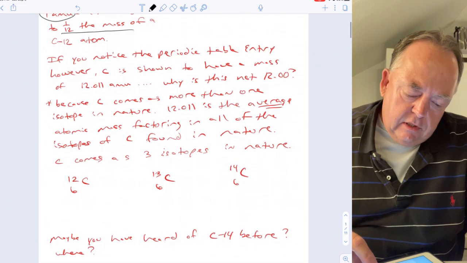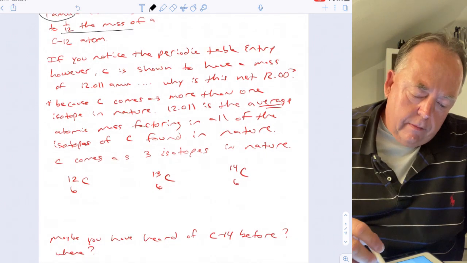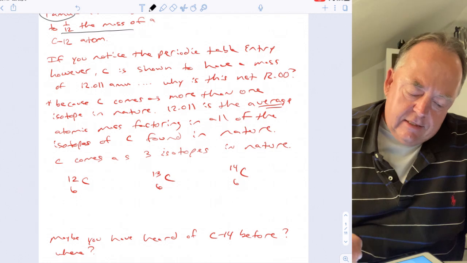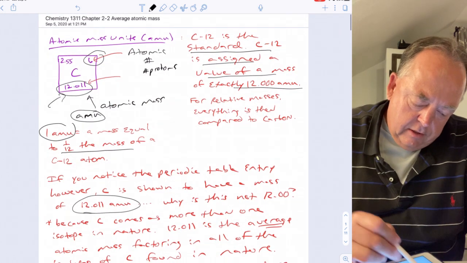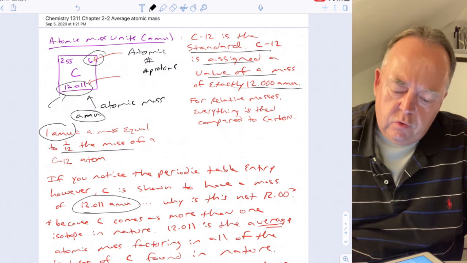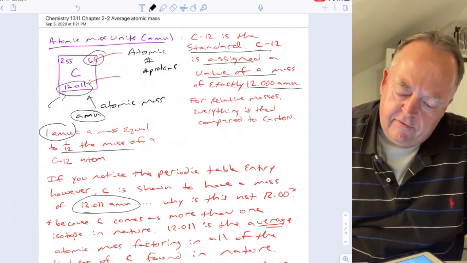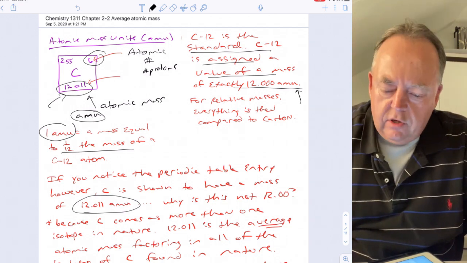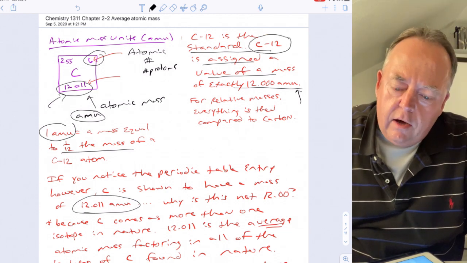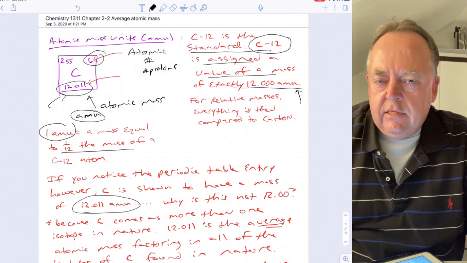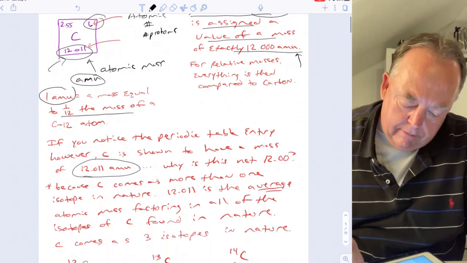Okay, so if you notice in the periodic table entry for carbon, however, the mass is shown as 12.011 atomic mass units, right? It's not 12. Why isn't it exactly 12? We just said that carbon is defined as having a mass of exactly 12 atomic mass units. So more specifically, we said carbon-12 is defined as having a mass of exactly 12 atomic mass units.